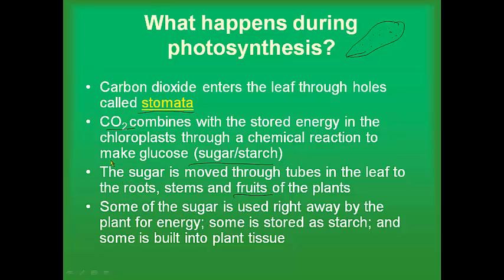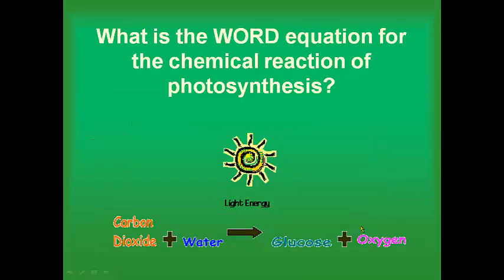If the plant uses that sugar right away, it ends up getting burned up through respiration and used. Otherwise, if the plant doesn't need that sugar right away, then it ends up storing it as starch. So basically, if it's using that sugar right away, it burns it up right away, it's gone. If it doesn't need it right away, it'll end up storing it as starch.